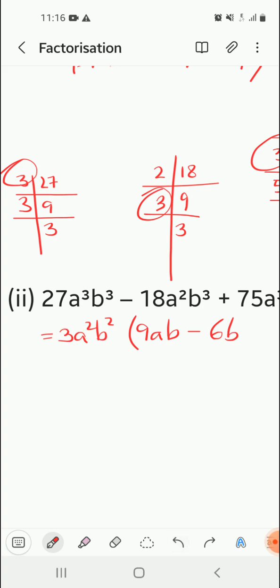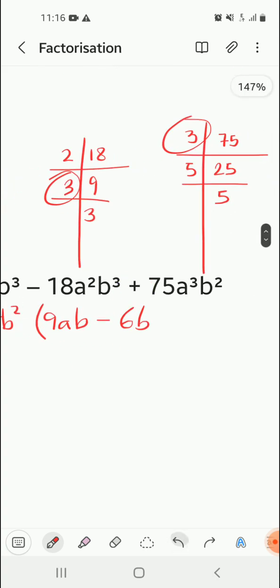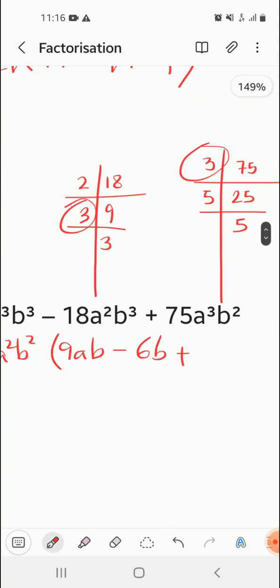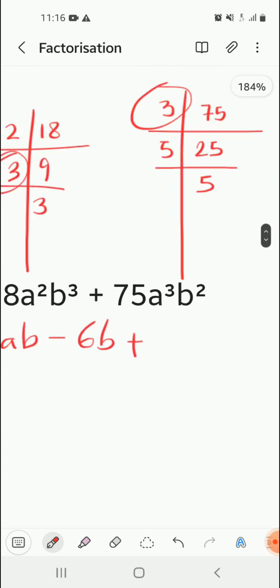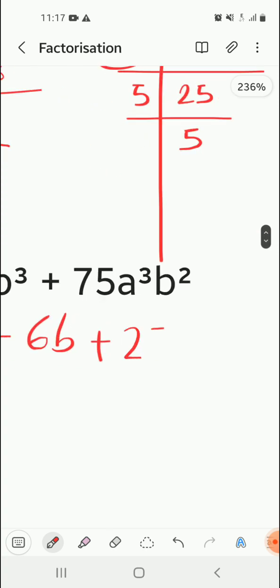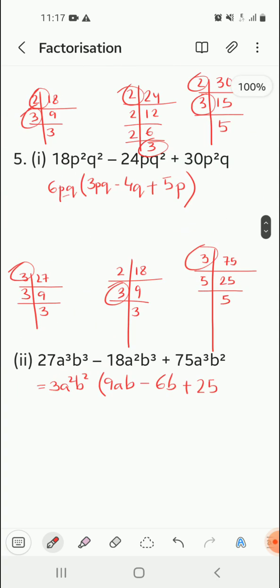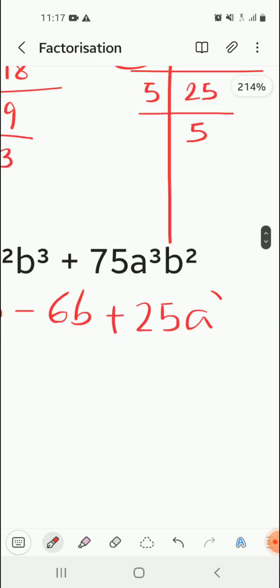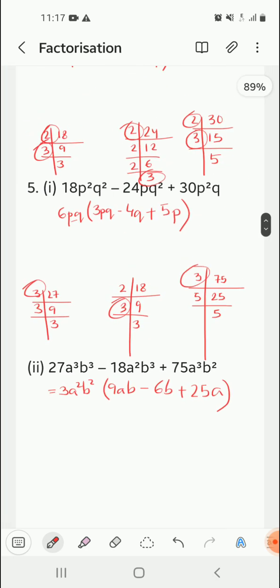Moving on to the next, plus. So we are going to write plus. Now 3 into 25 is 75, so we are going to write 25. Here we have got a square b square as common and here we have got a cube b square. So one more power of a is there, so we are going to write a here. So this will be our common factor.